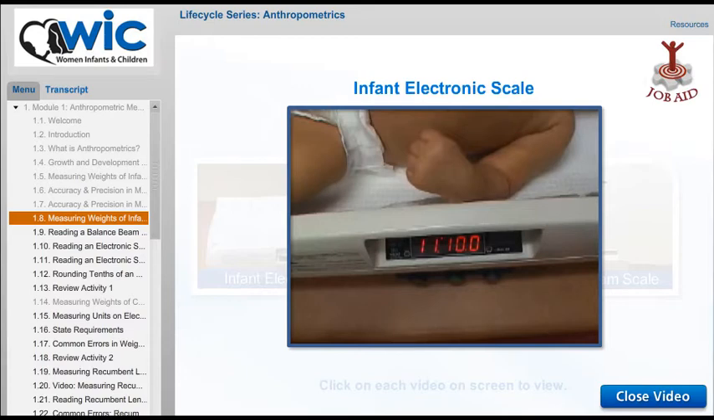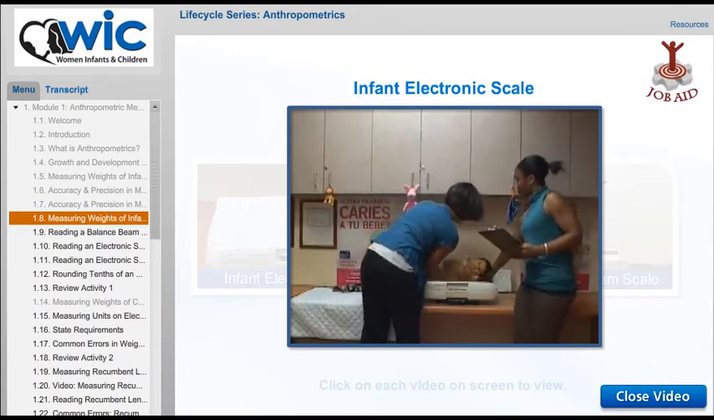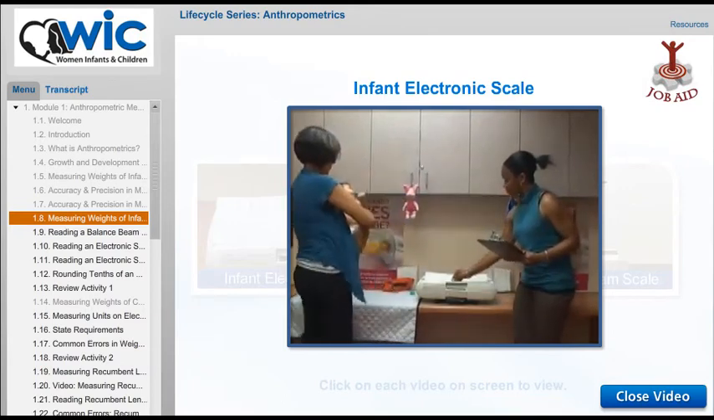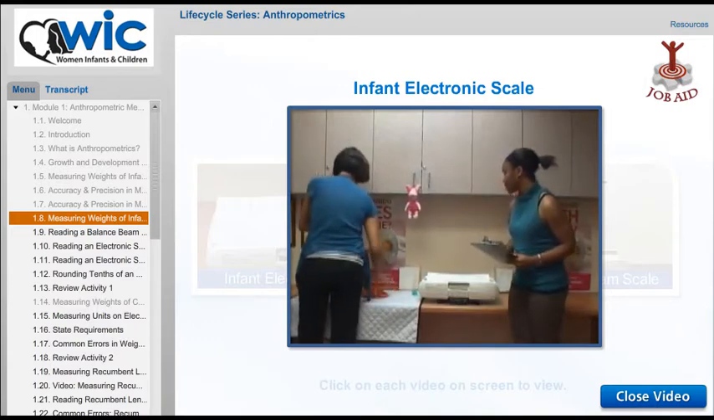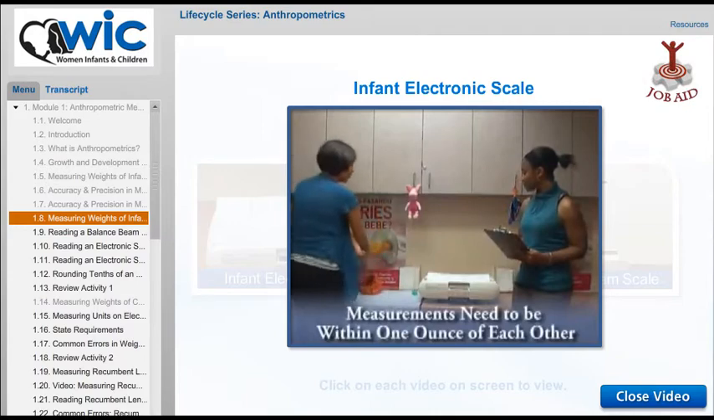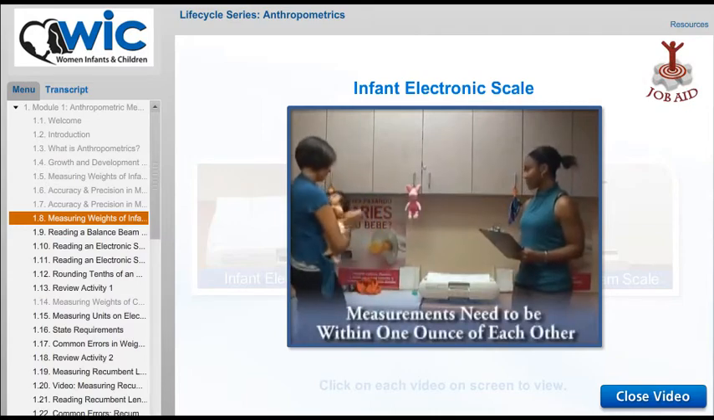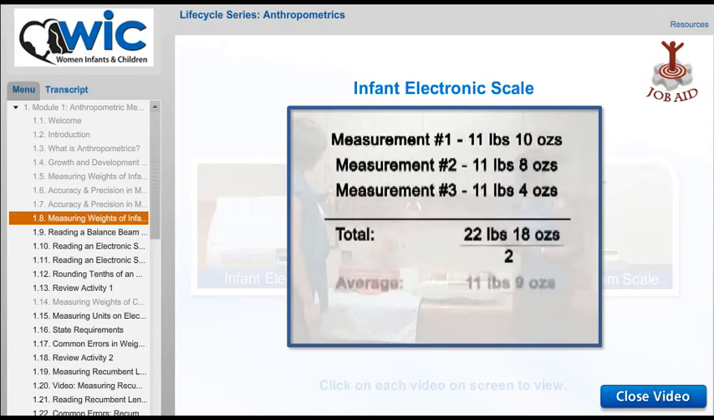If your state requires 2 measurements, just have the caregiver take the child off the scale and allow the scale to reset to 0. And you can then have the caregiver place the child back onto the center of the scale for a second measurement. Once again, record to the nearest ounce. Again, these 2 measurements need to be within 1 ounce of each other. If they aren't, take a third measurement and use the average of the 2 closest measurements. This final value can then be entered into the computer system along with the date it was taken.